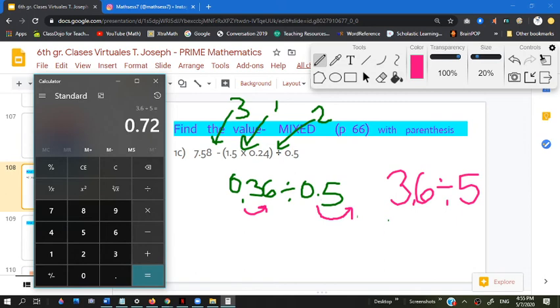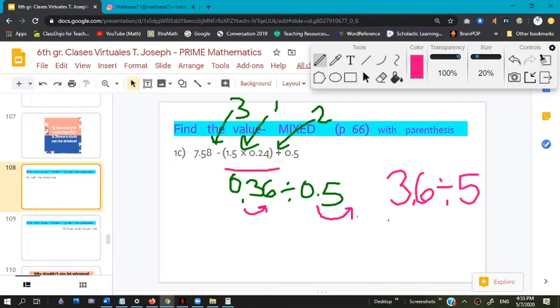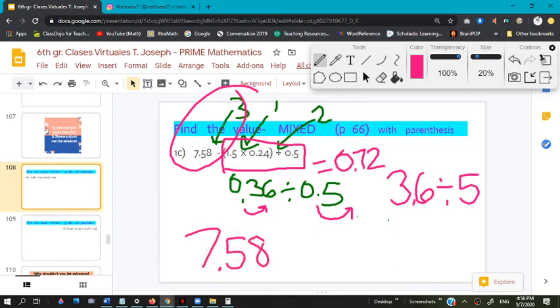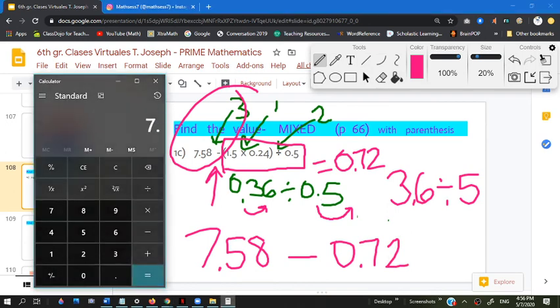So 0.72 is going to be my next part of the problem. So here equals 0.72. But I'm not finished. I still need to do that third step, which is the subtraction. So we have 7.58 minus, see that minus sign right there, 0.72. Let's do that part in the calculator just to save some time. 7.58 minus 0.72, which gives us 6.86.